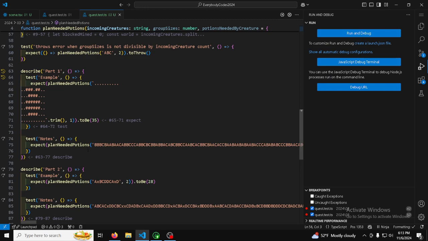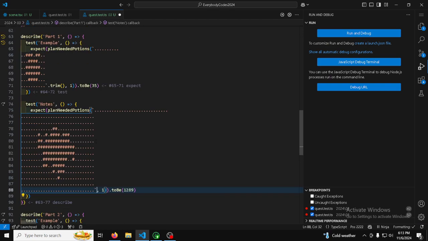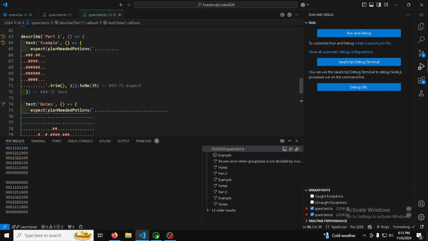Give me my real input. Drop that. Backticks. Paste. Dot trim. Now this one will run, but fail.